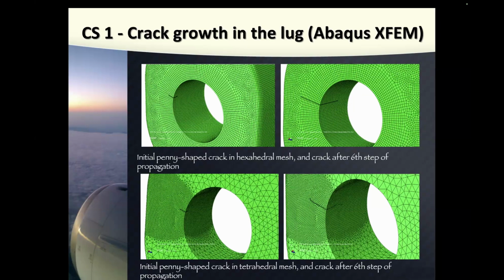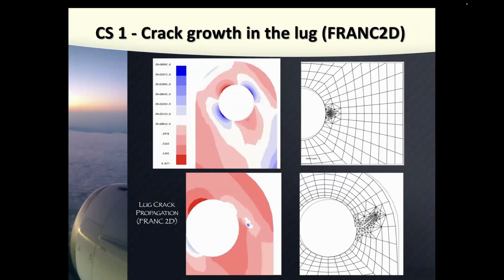As you can see here, first I used a corner crack, which is half of a circle, and again you can see I used two different elements, hexahedral and tetrahedral elements. So an initial penny-shaped crack in hexahedral and in tetrahedral elements. And after 6 steps of propagation, you can see this crack's direction of growth varies, which is in line with what we see here, right?